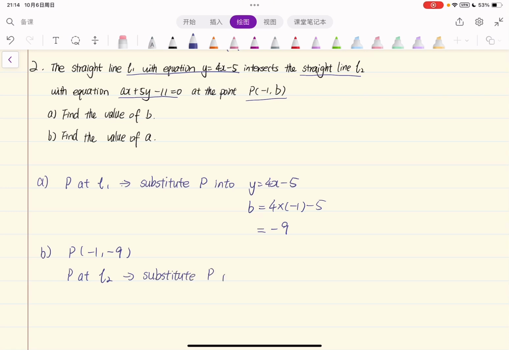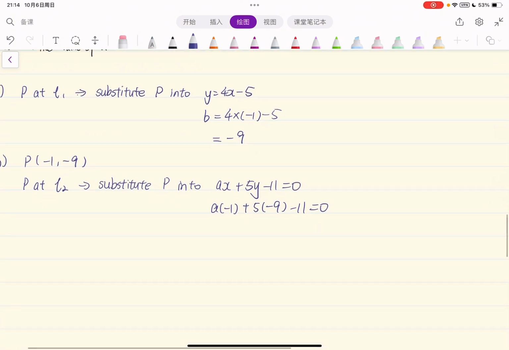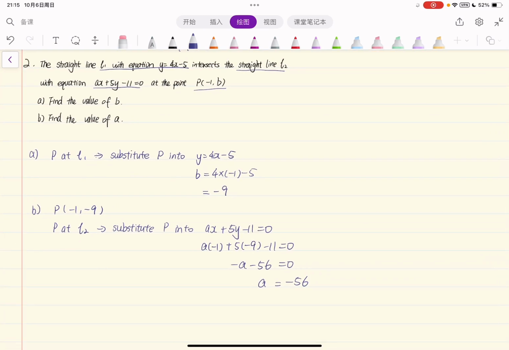point P into ax plus 5y minus 11 equals 0. So we have a times -1 plus 5 times -9 minus 11 equals 0. We rearrange that. We have -a minus 56 equals 0. So a equals -56. That is the answer.